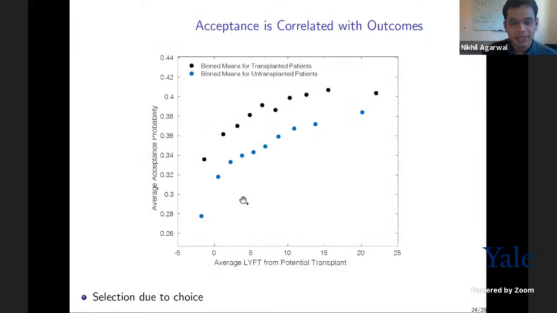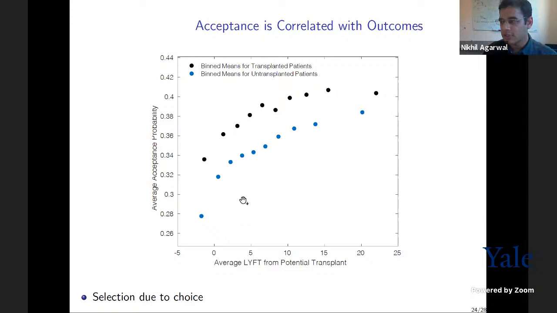This graph shows you a bin scatter plot of the acceptance probability versus lift for 2 groups of patients, patients who were transplanted and patients who were not transplanted. The higher the lift, the more likely you are to say yes, which makes sense because one of the reasons why these patients want to get a kidney transplant is to extend their life. The transplanted patients tend to be less selective; they have a higher acceptance probability than the untransplanted patients, which also is sensible because the fact that they got transplanted means that they probably had higher acceptance rates.